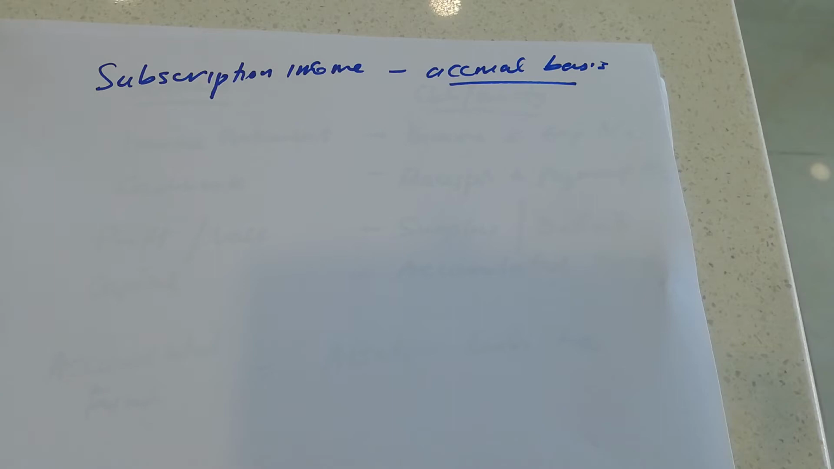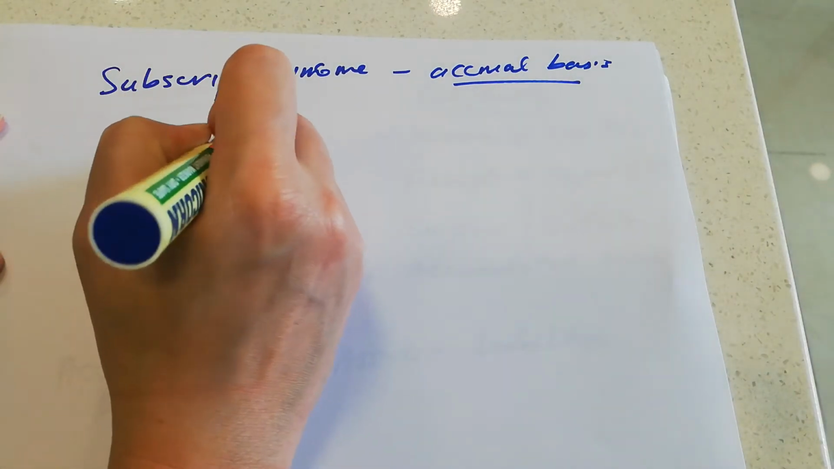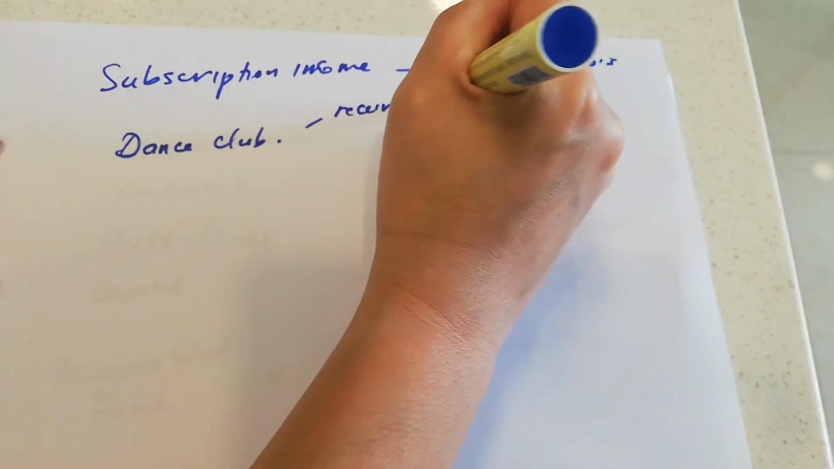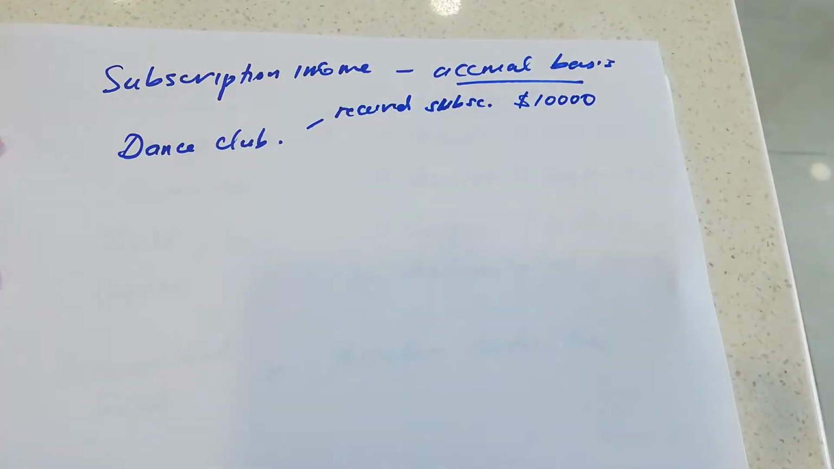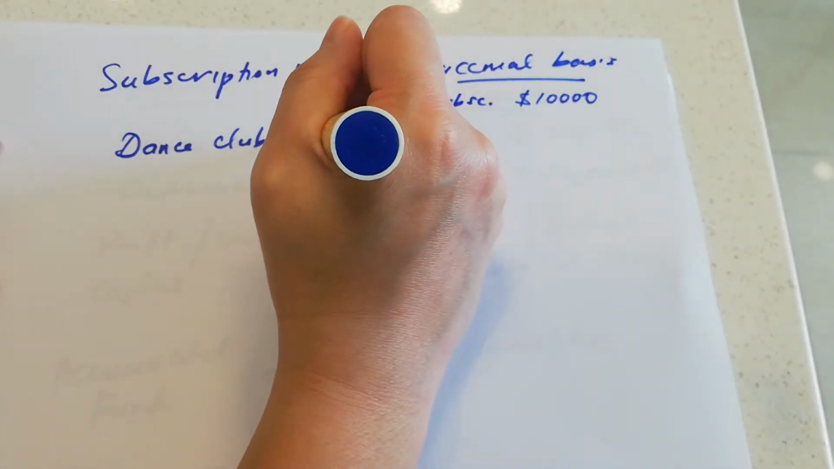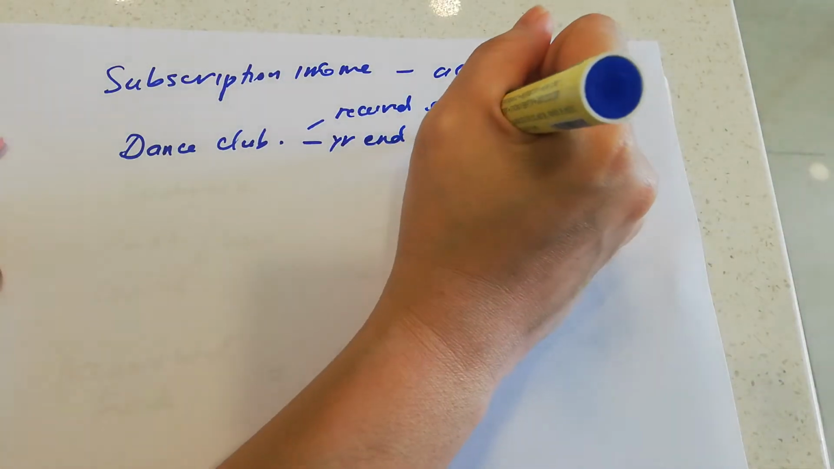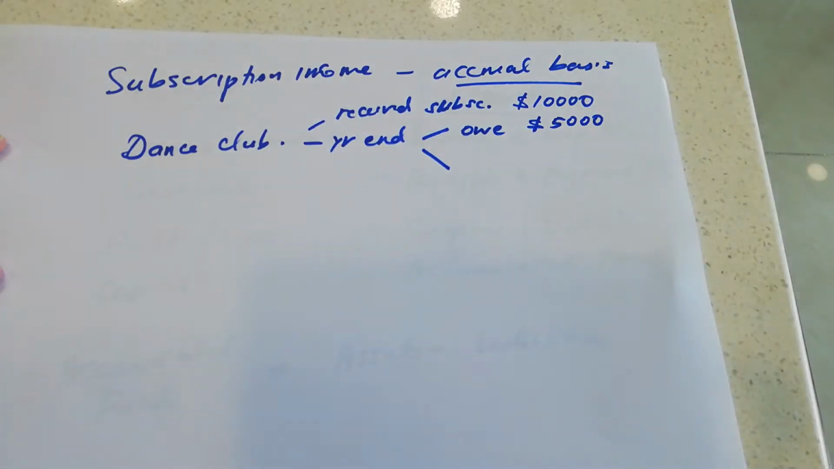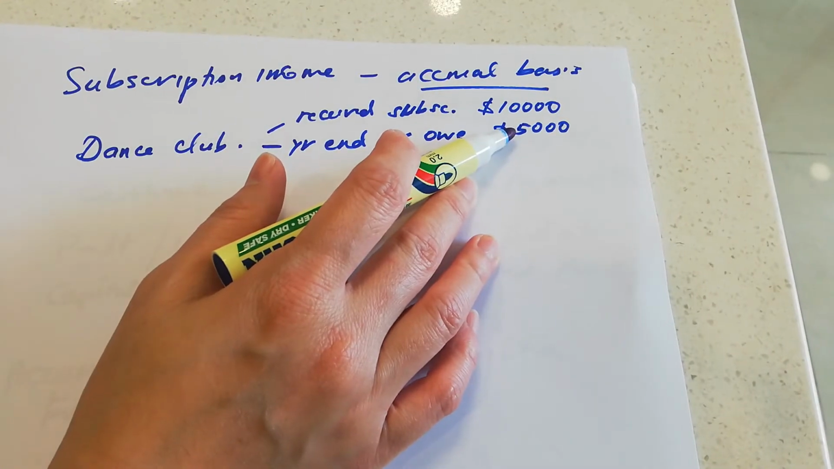Okay, so I'm going to give you an example. Let's say if I give you a question on a club. Okay, let's call this a dance club. Okay, and during the year, they received subscription income of, let's say, 10,000. Then as at year end, there are members who are owing their subscription fee of 5,000. Okay, this 5,000 figure could be 100 people, $50 each.